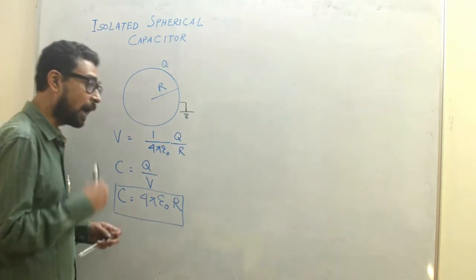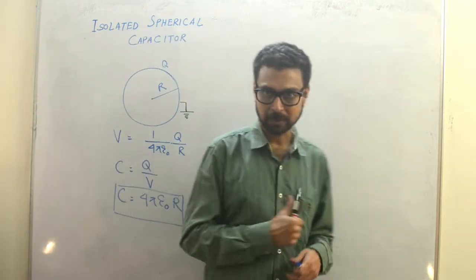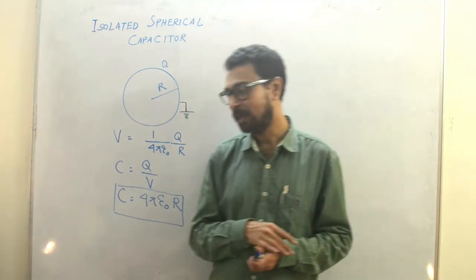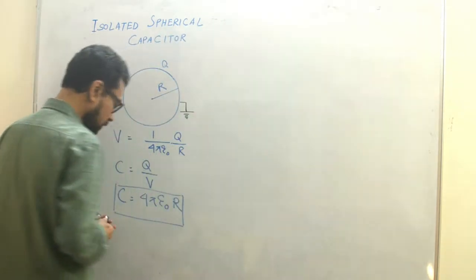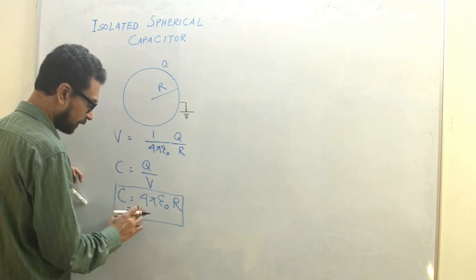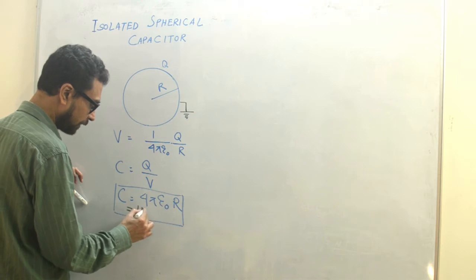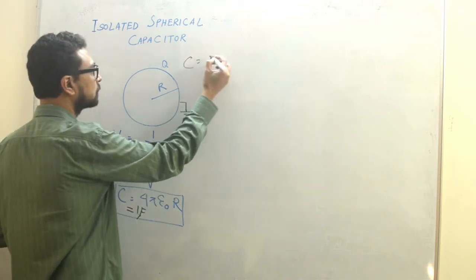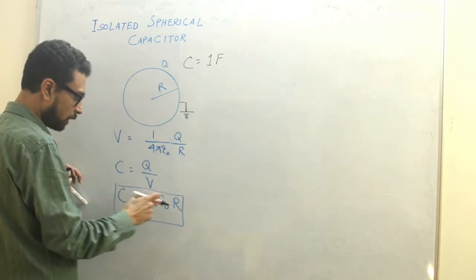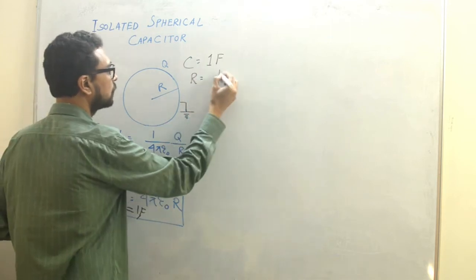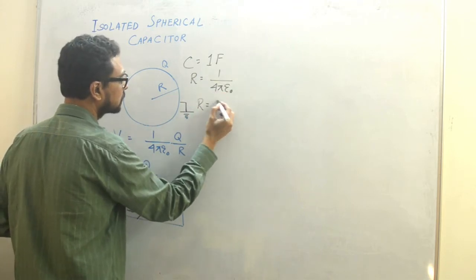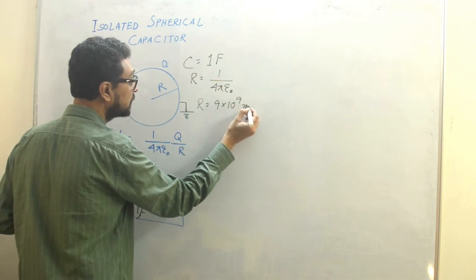Very good. Now I was telling you just before this that 1 farad is a very large unit. Why I was telling you, I will show you right now. Suppose C is equal to 1 farad, not micro, I mean 1 farad. So if it is 1 farad, R is equal to 1 by 4 pi epsilon naught. You remember this value, 9 into 10 to the power 9 meters.